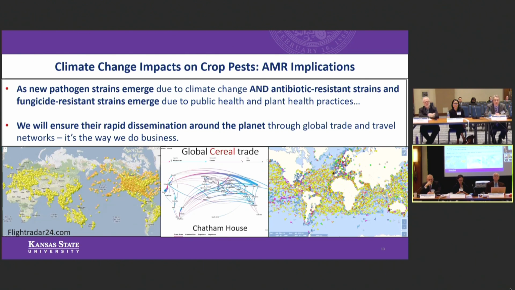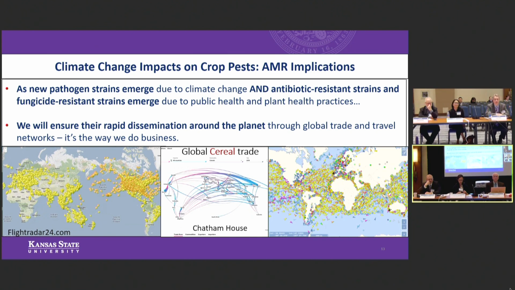As new pathogen strains emerge due to climate change, and antibiotic-resistant and fungicide-resistant strains emerge due to public health and plant health practices, we will ensure their rapid dissemination around the planet through global trade and travel networks. It's the way we do business. If you look at that lower image on the left, each one of those little airplane icons is an actual flight in progress at 8 p.m. at night, every night. That's what the world looks like in the skies.